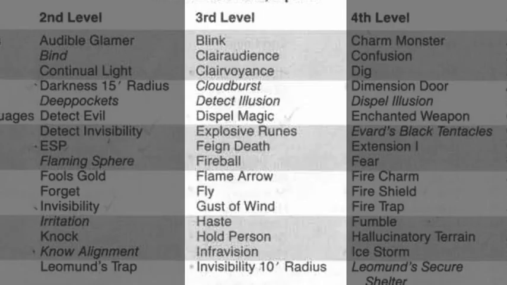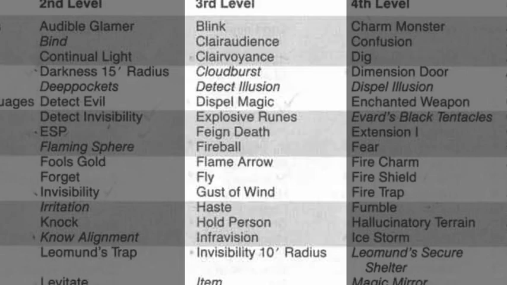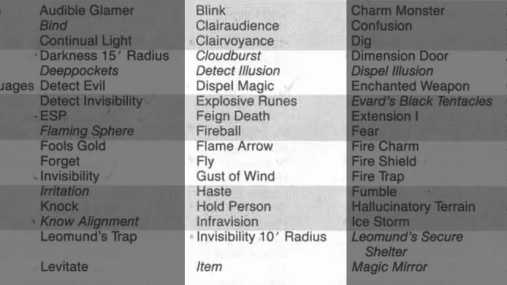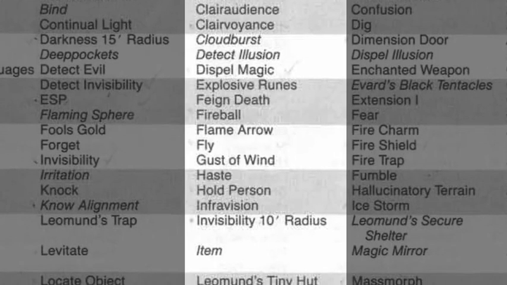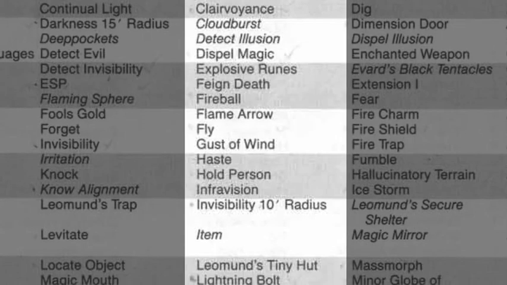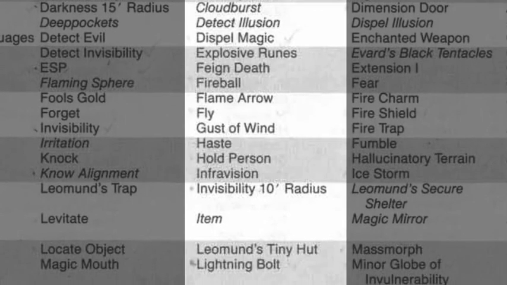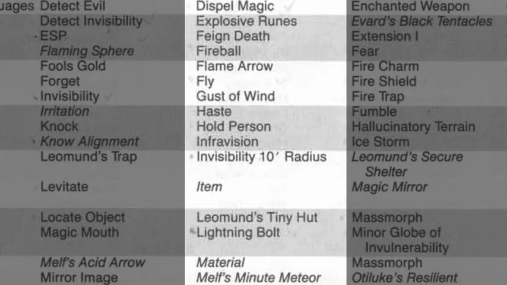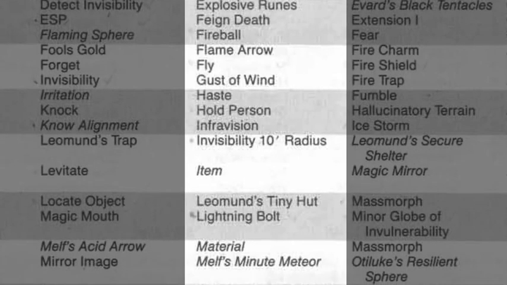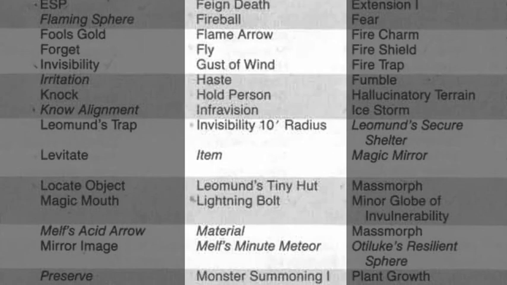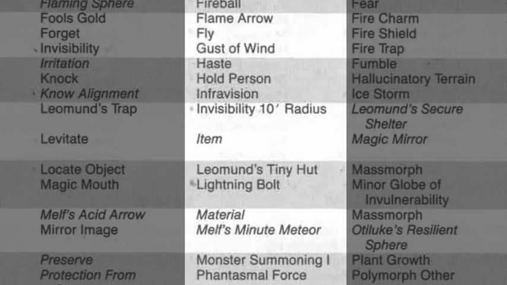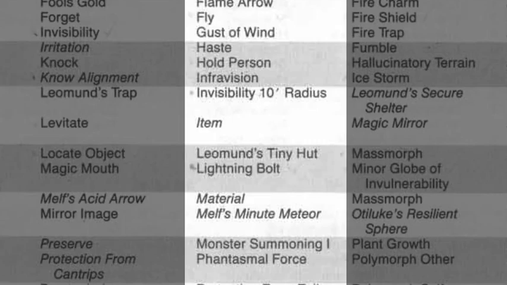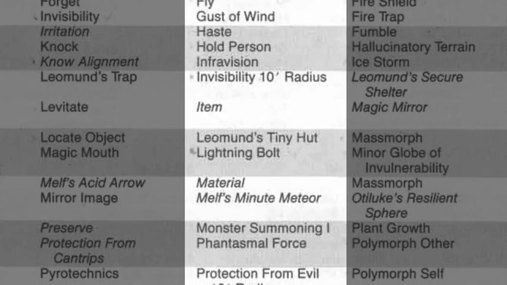That's it for the 3rd level magic user spells. Let's just quickly go through it. Cloudburst, we've seen before, potentially useful, though somewhat limited. Detect Illusion, clearly this does not belong as a 3rd level spell, especially when compared to everything else there is. Item has a lot of potential. I really like this spell. Material has that contradictory description. I'm not in love with it, and I might actually just not have it in my campaign at all.